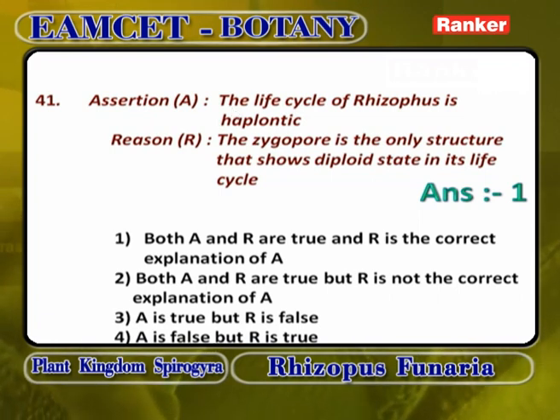This is an assertion reasoning question. The life cycle of Rhizopus is haplontic. The zygospore is the only diploid structure in the life cycle. Because the zygospore is the only diploid structure, the Rhizopus life cycle is haplontic. So, both A and R are correct. R is the correct explanation of A, first option.